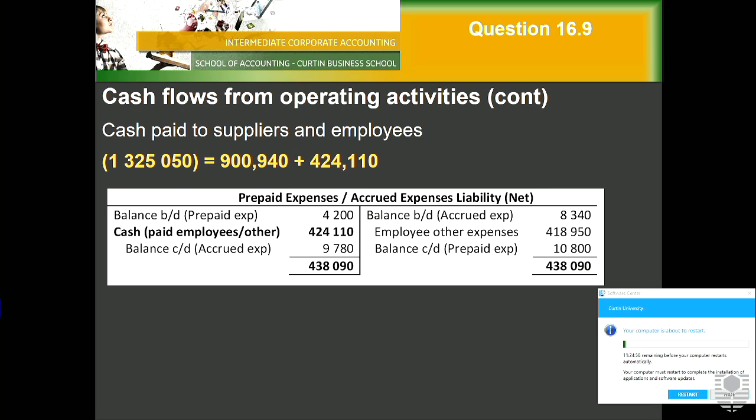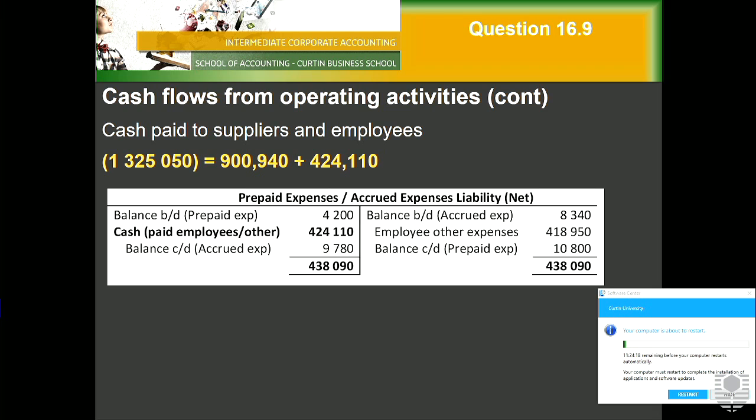So you've got to make sure you get your opening and closing balances for the assets and the liabilities on the correct side. So you can see I have merged prepaid expenses and accrued expenses. So let's do prepaid expenses first. If you have a look at the T account, our prepaid expenses, if you have a look at your balance sheet, your prepaid expenses are an asset account, aren't they? So your prepaid expense, the opening balance there of 4,200 is on the debit side. Your closing balance of 10,800 is on the credit side.